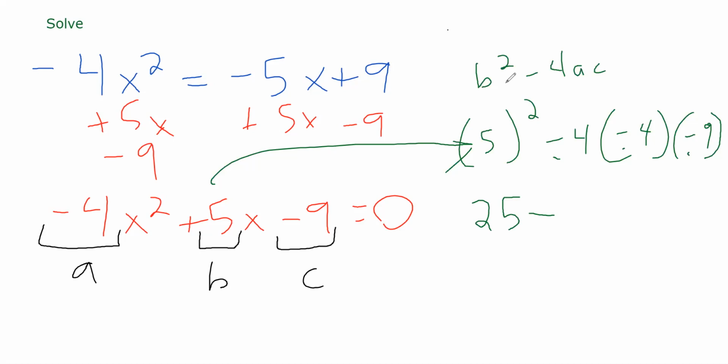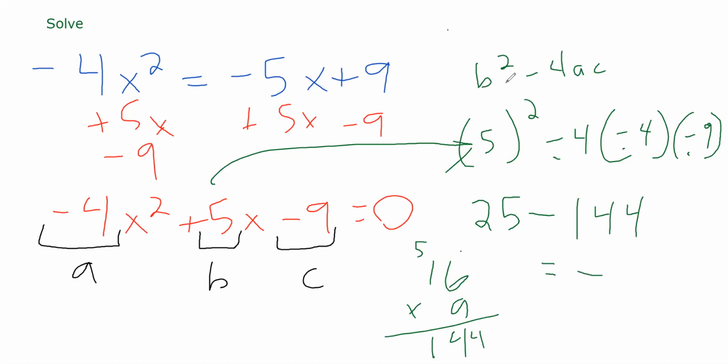And now we can do that. 4 times 4 is 16. 16 times 9, we'll do a little bit of the mental math. Oh, cool. It just comes out to 144. So we have to do 25 minus 144. Clearly that's going to be a negative number. And it looks like it's going to be negative 119.